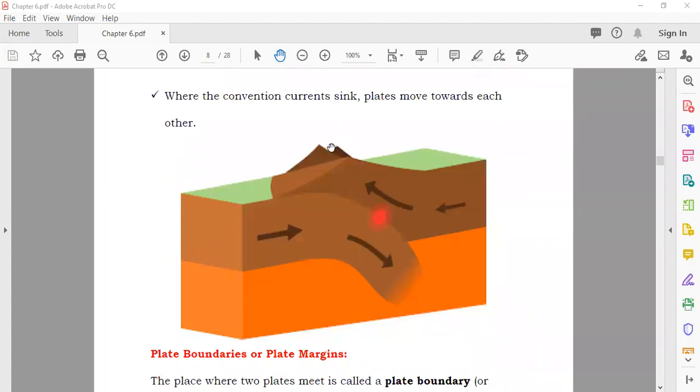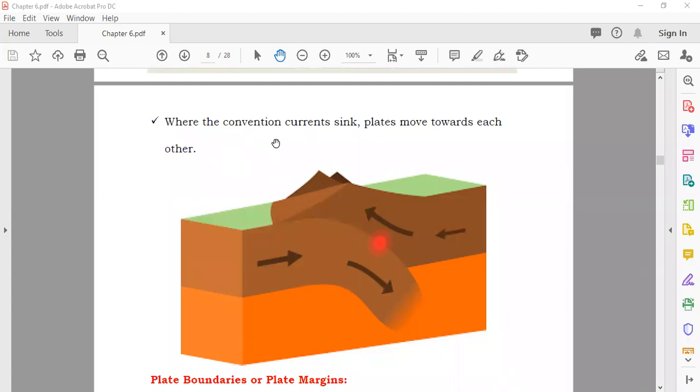Okay. Now we talk about this one. Where the convection current sinks, the plates move towards each other. Okay. Now another. For example, now these are two plates. Now here under this one also you have lava or magma. If it will go down, in other words, this lava, before it was here, now this level will come down here.